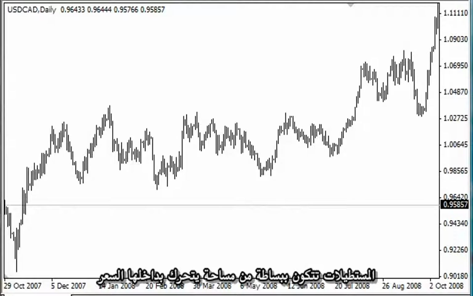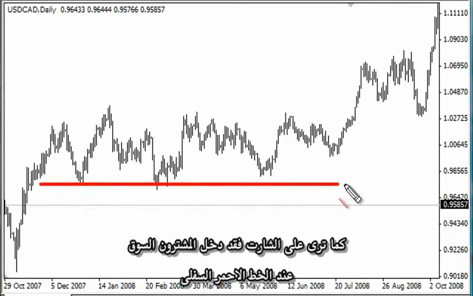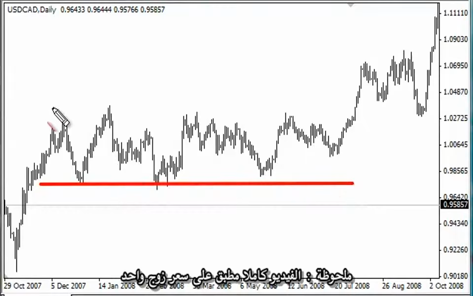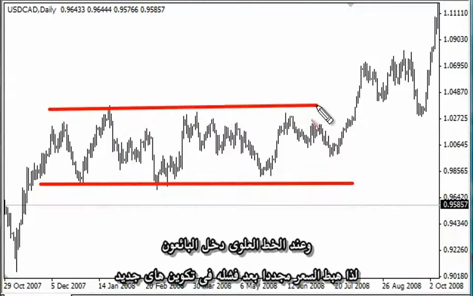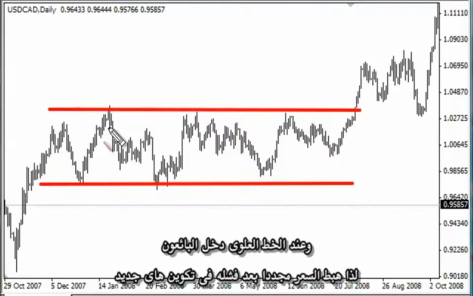The rectangle is formed by simple two areas that come into play. In this area here, you can see that the buyers had an interest in elevating the price of the currency pair, and in this area here the sellers came in and felt that the price had gotten too high.